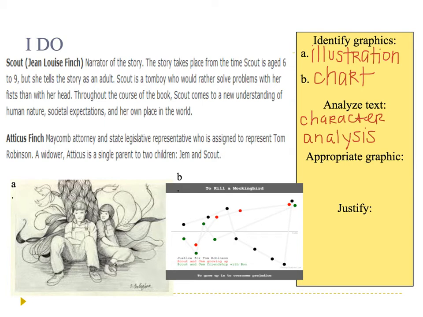Okay, so now I need to move on to which graphic is appropriate. So I know that the text's main focus is on character development. So when I look back at the graphics, I think that graphic A gives the reader a visual of the characters, and graphic B shows information about theme and about plot. So based on this information, I'm going to pick graphic A.